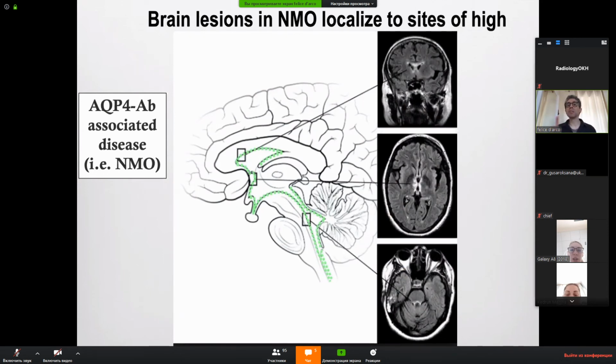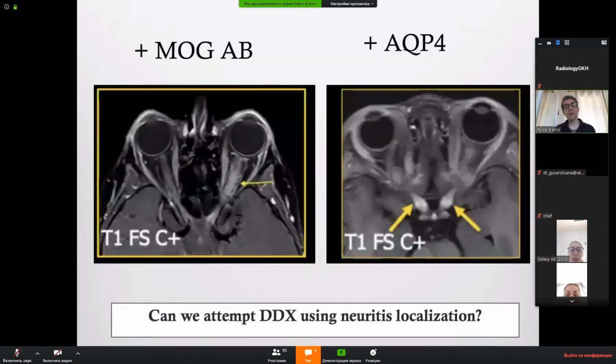And also the involvement of the optic nerve is different between aquaporin 4 and MOG, because it's been reported that the MOG positive antibodies involve more the intraorbital part of the optic nerves, while the prechiasmatic part is more involved in the aquaporin. Okay, so we can use slightly different localization to appear very smart, but actually what we do here, we test both.